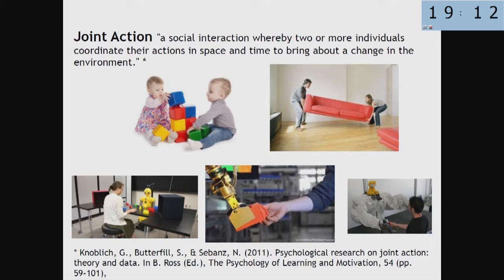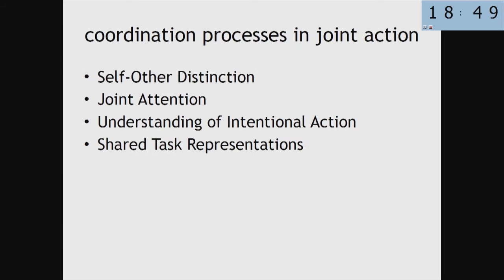So first, what is the definition of a joint action? If we take the definition of Günther Knoblich, Stephen Butterfill, and Natalie Sebanz, a joint action is a social interaction whereby two or more individuals coordinate their actions in space and time to bring about a change in the environment. And to handle this joint action, there are several coordination processes: self-other distinction, joint attention, understanding of intentional action, and shared task representations.